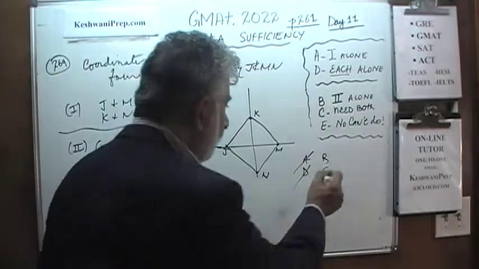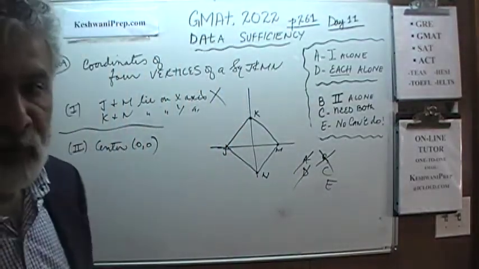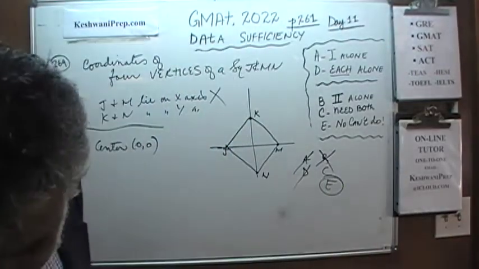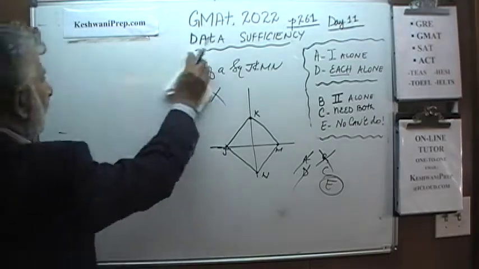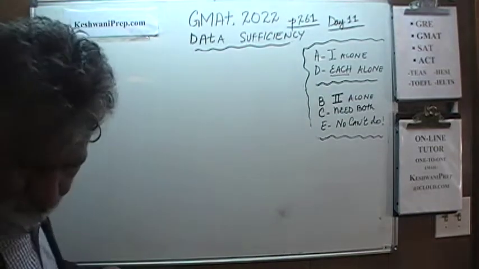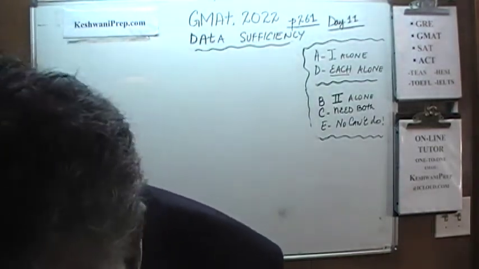What's more is that even when we put them together, still we're not going to get anywhere. There is no way to figure out the coordinates of the vertices. The answer is C. Well, that was 269. Let's move on to 270.